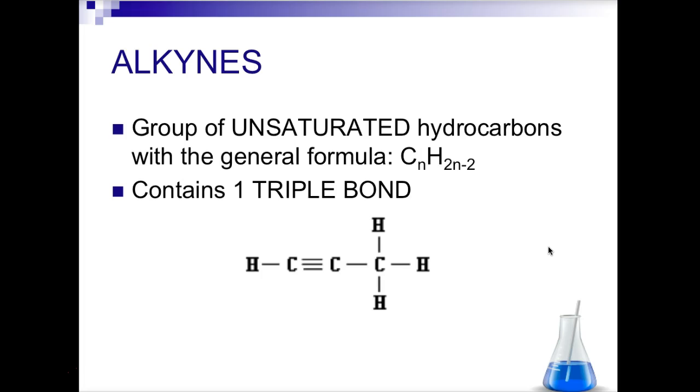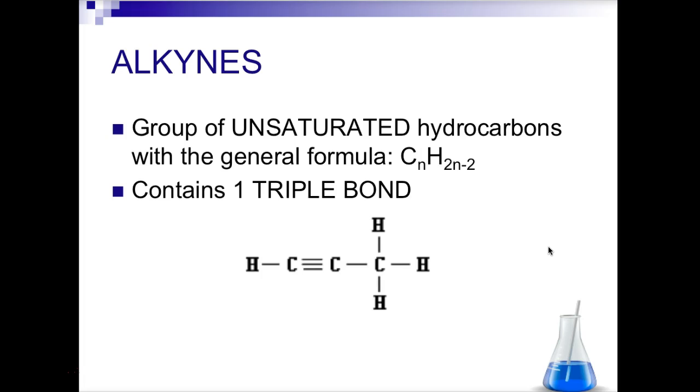Easy enough. So now let's look at the alkynes. Alkynes are another group of unsaturated hydrocarbons with the general formula CnH2n-2. And so that means that it's going to contain a triple bond somewhere in the structure.